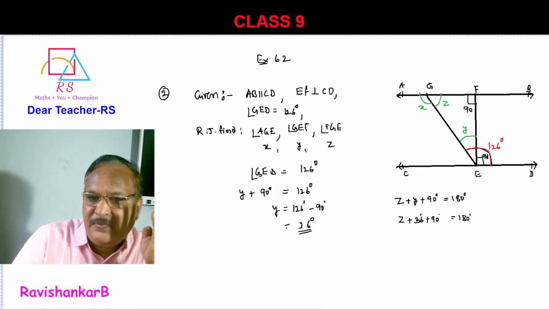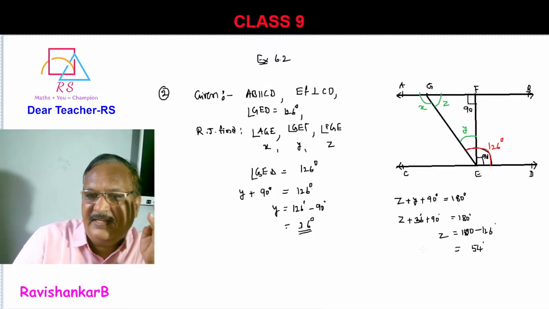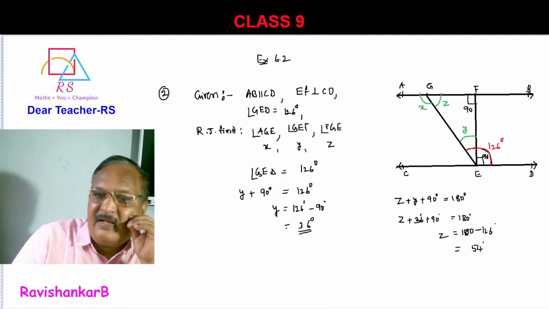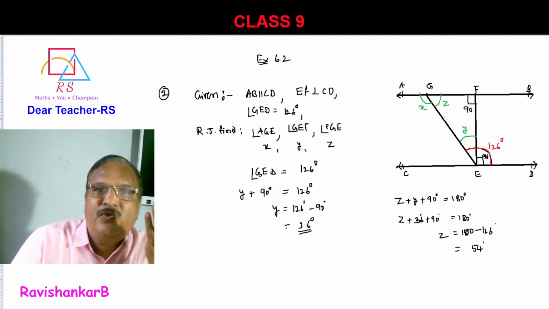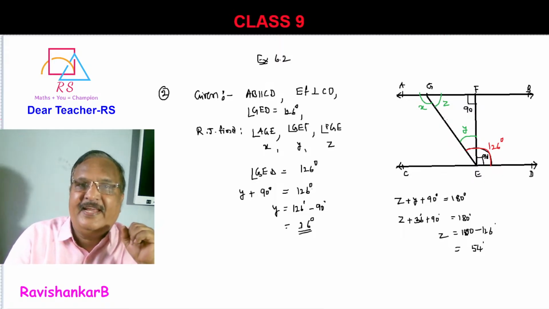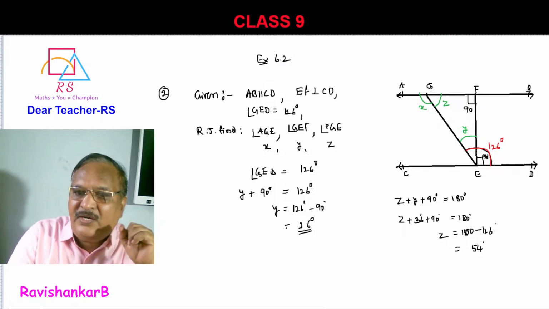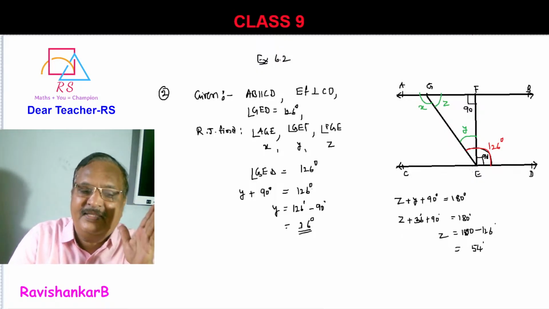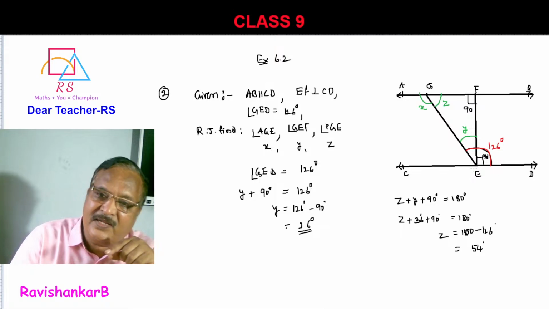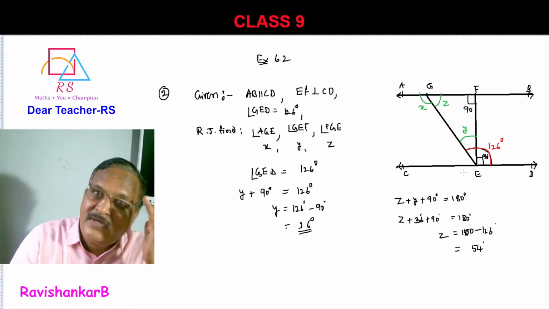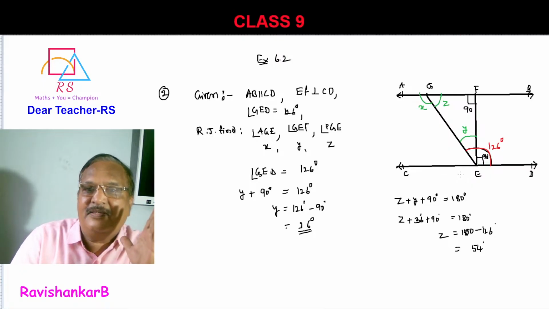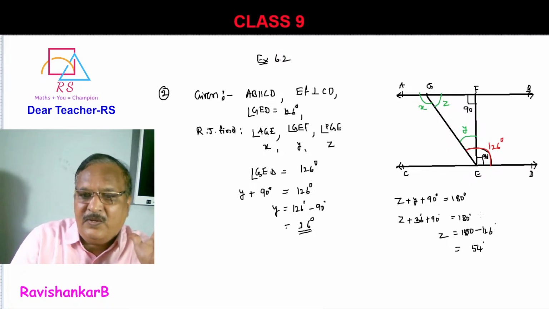Another way also I am going to tell you. So z is equal to 180 minus 126, which is equal to 54 degrees. 126 plus z is equal to 180 degrees because they are co-interior angles. z and 126 degrees are co-interior angles on the same side, that is also 180 degrees. You can have it like this also. Whatever concept comes to your mind, the correct concept, you can use it. Okay, now I got z is equal to 54 degrees.